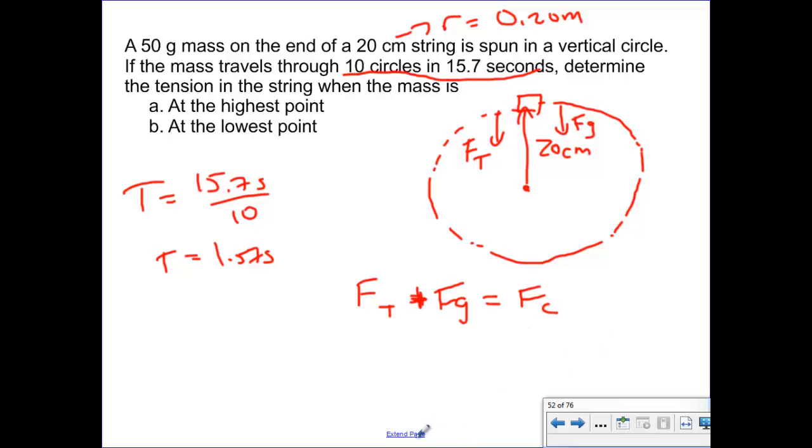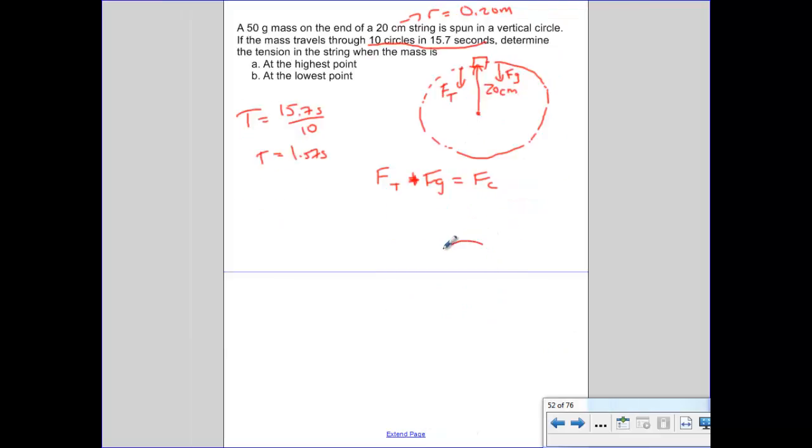Here's where this gets different. What if it's at the bottom? Let me just draw a different picture here. At the bottom, the tension is going back in, but gravity is going down. So then on the bottom one, you could say that the force of tension minus the force of gravity would be equal to the centripetal force.